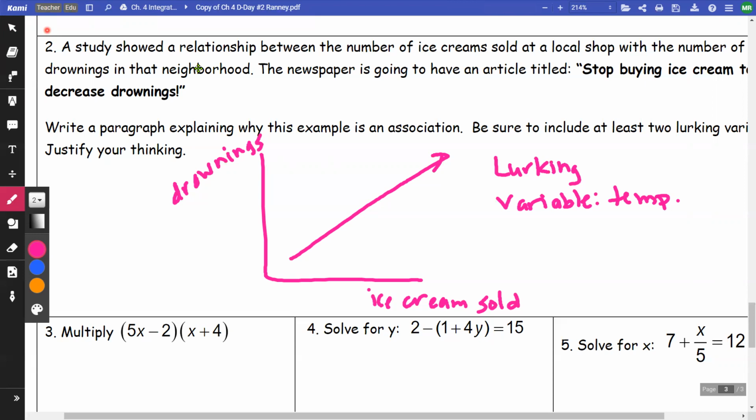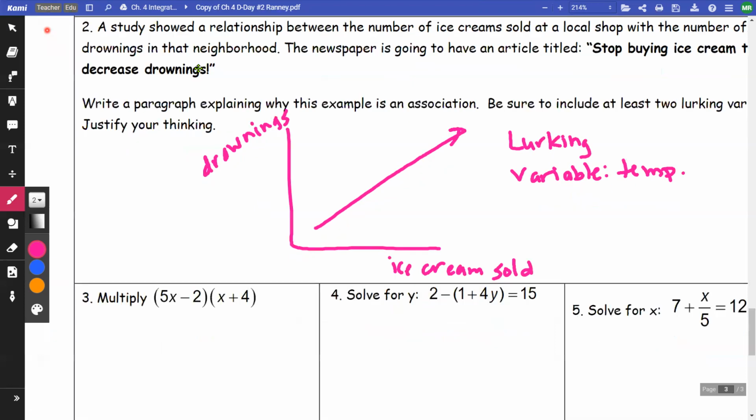Another example is maybe people are on vacation. So they're out getting ice cream and doing things like that. But if they're also on vacation, there's more people out at the pools. To me, probably the best lurking variable in this situation would be the temperature.